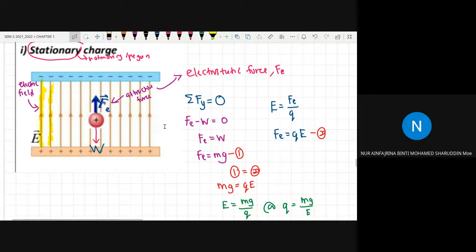Dan bila kita letak charge itu, dia akan ada attractive force ataupun repulsive force. Contoh kalau awak letak charge positif, of course charge positif dia akan attracted to negative plate. So bila dia attracted to negative plate, electrostatic force dia adalah attractive force lah. So nanti for this question, you akan rearrange lah equation tu dan tengok apa yang dia nak sebenarnya.